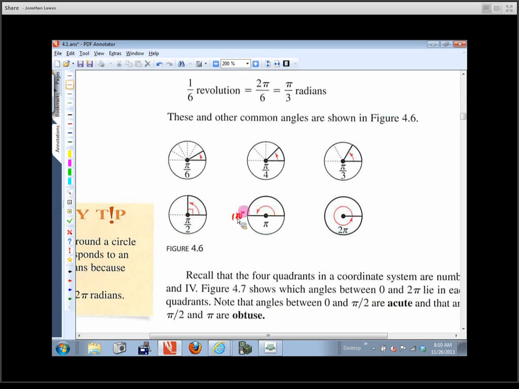This is the same as 180 degrees, so pi thirds would be the same as 60 degrees. Okay? Those are angles that you're going to have to know. They come up all the time.